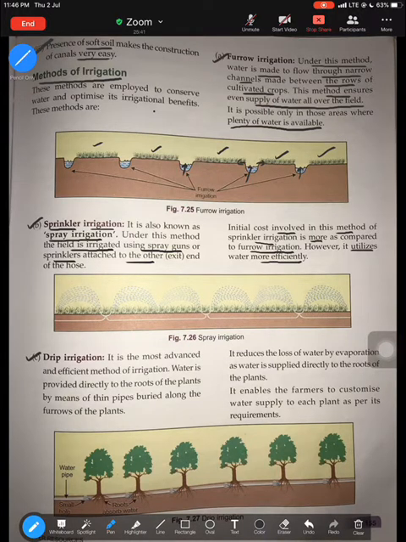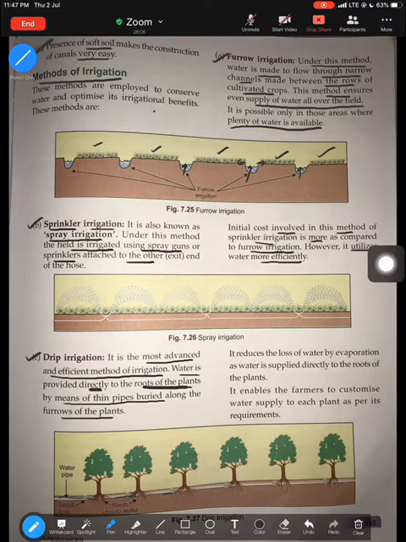And the third form is drip irrigation. It is the most advanced. These are all your modern forms of irrigation. Sprinkler, drip are your modern. So what is it? It's the most efficient method. Water is provided directly to the roots of the plants by means of thin pipes buried under the furrows of the plant. That is why they are known as drip. So if you look, there's a pipe. From this, the water directly goes to the roots. So there's no wastage of water.